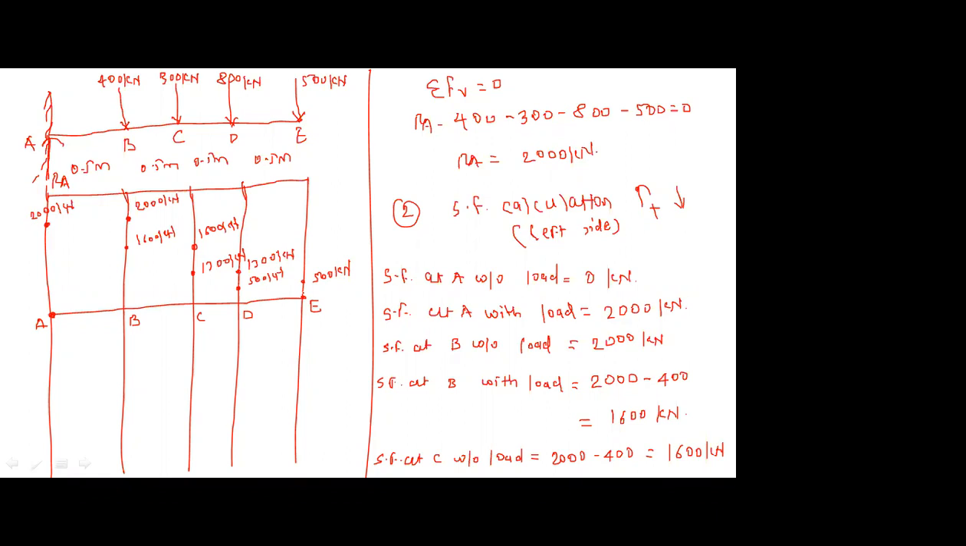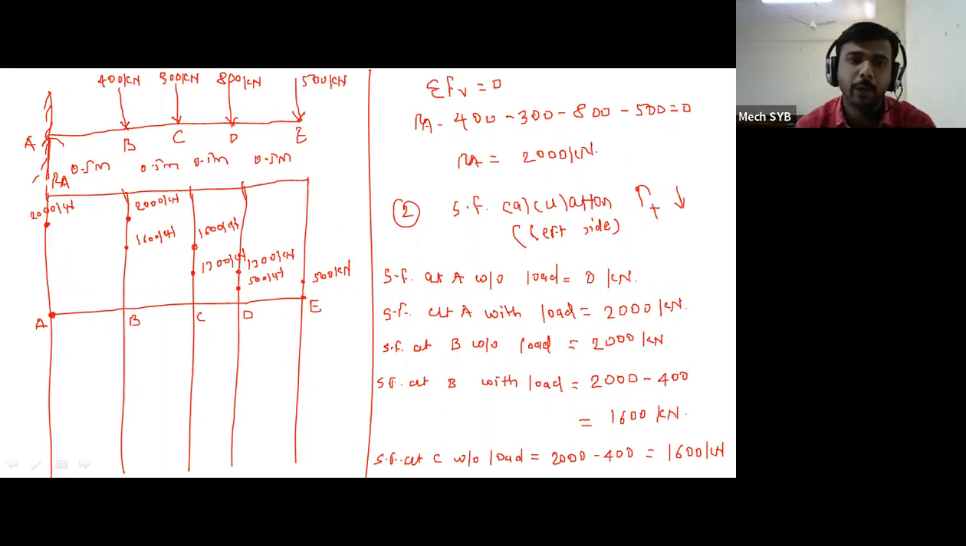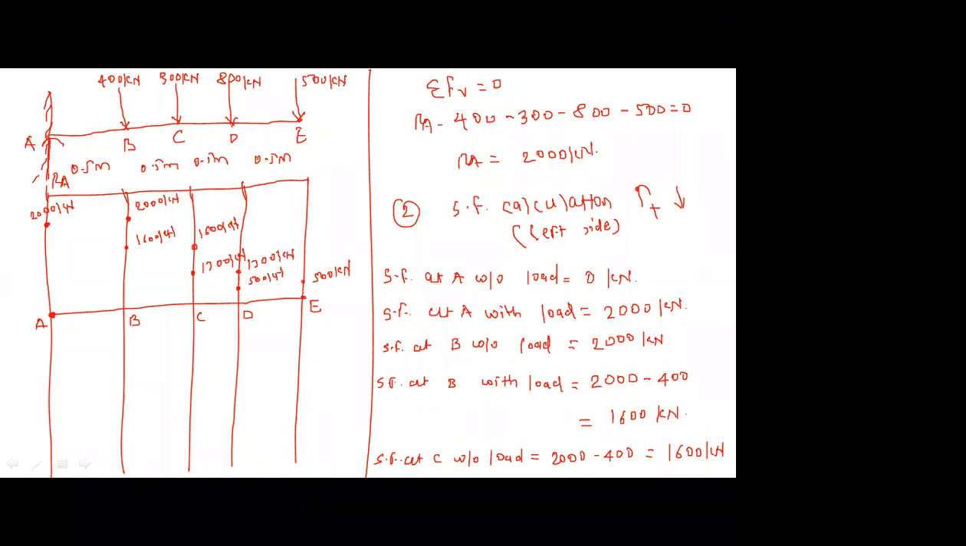Now here your loading diagram is subjected to only point loads. So if I am joining all the points, which lines I have to use? Straight lines. Vertical and horizontal.